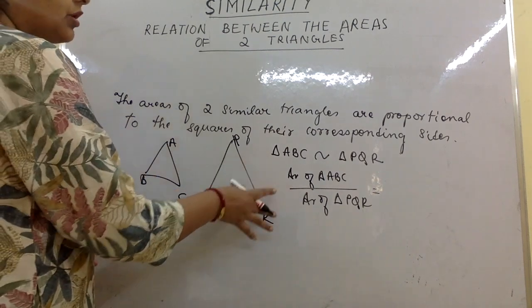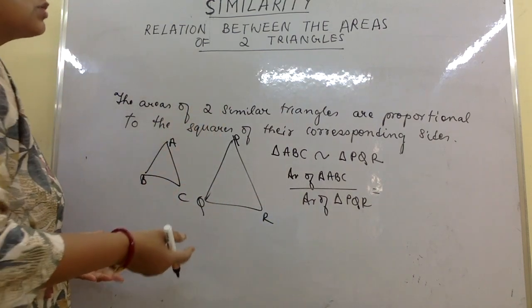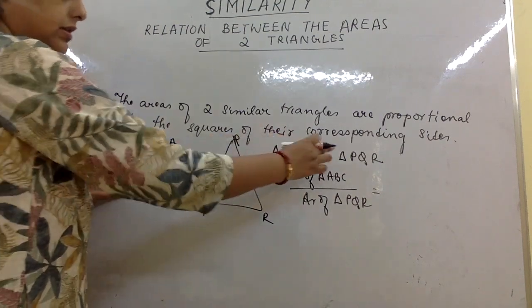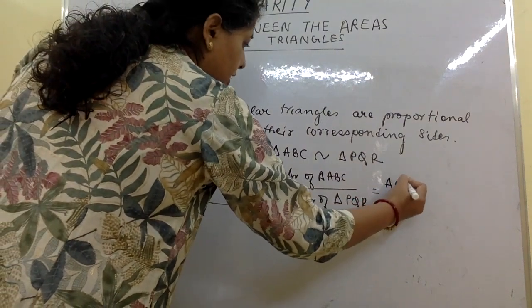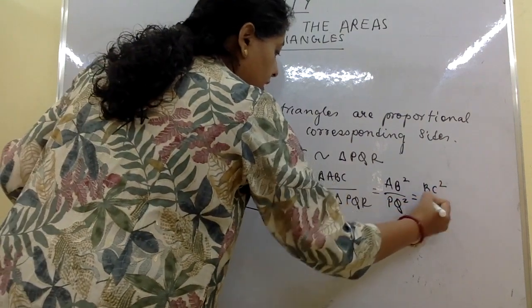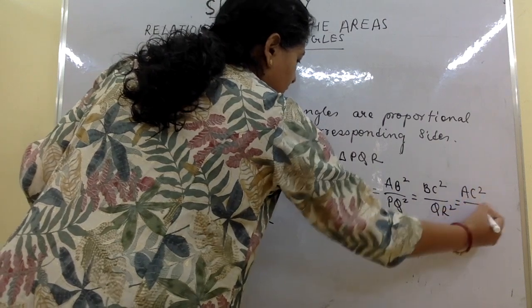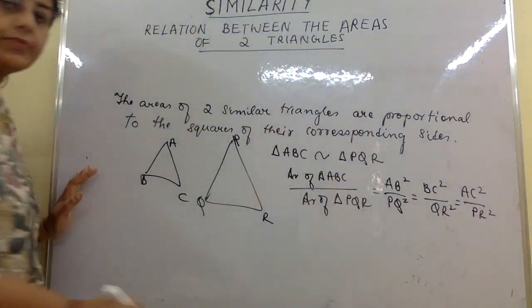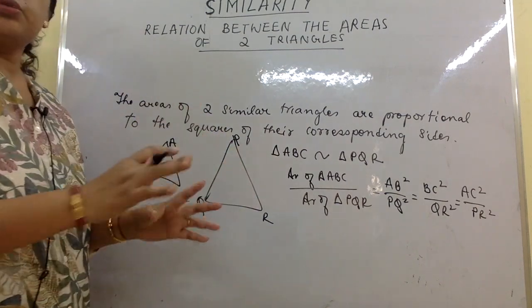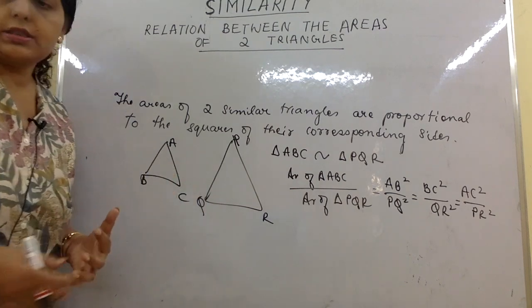Proportional means the ratio between the areas will be equal to the ratio of the squares of their corresponding sides. So AB is corresponding to PQ, so AB square by PQ square, and then BC square by QR square, and AC square by PR square. So these are the three ratios. You can make use of any one of them. So this is the main theorem. We are going to do sums based on this.